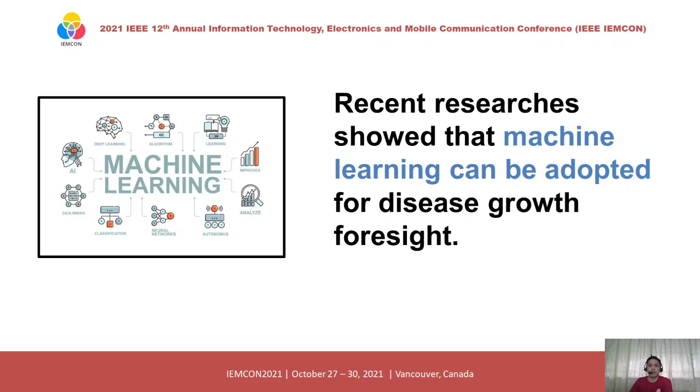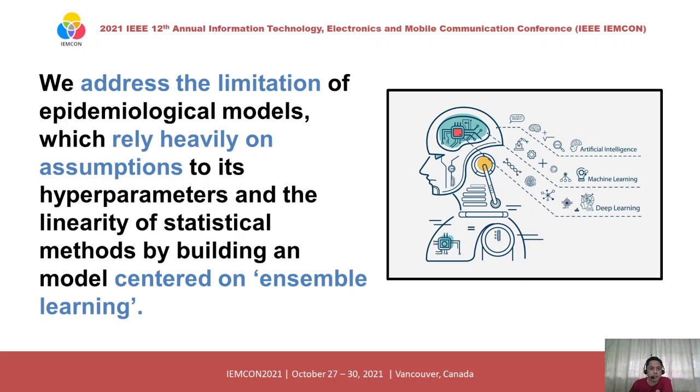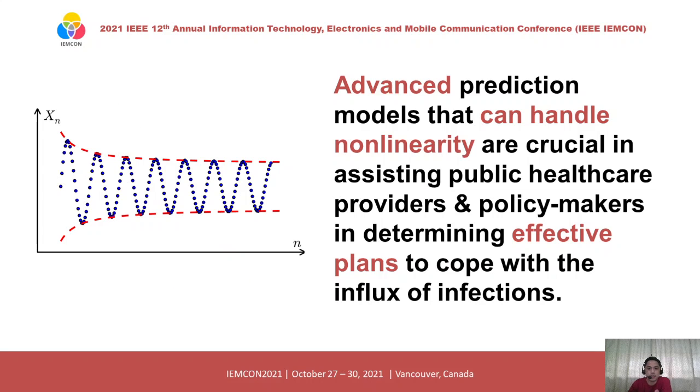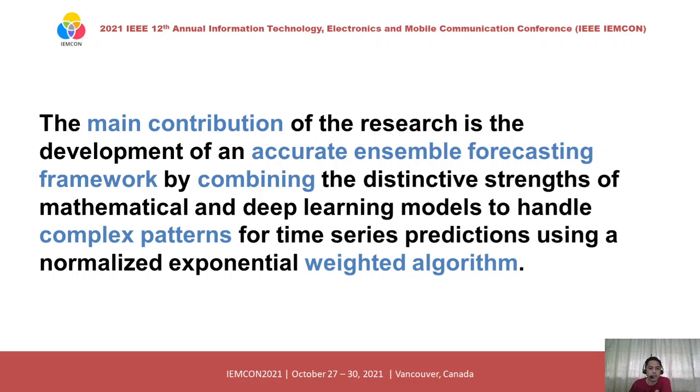Recent research has shown that machine learning can be adopted for disease growth foresight. So we address the limitations of epidemiological models, which rely heavily on assumptions for their hyperparameters, and the linearity of statistical methods, by building a model centered on ensemble learning. Advanced prediction models that can handle non-linearity are crucial in assisting public healthcare providers and policymakers in determining effective plans to cope with the influx of infection.